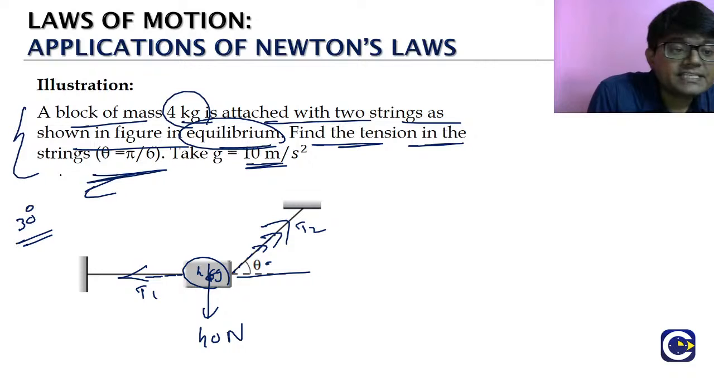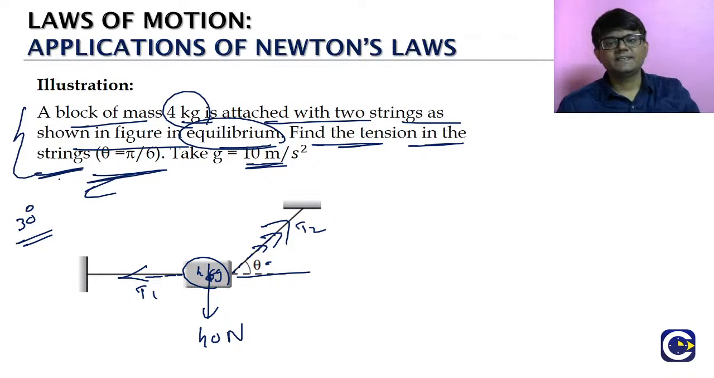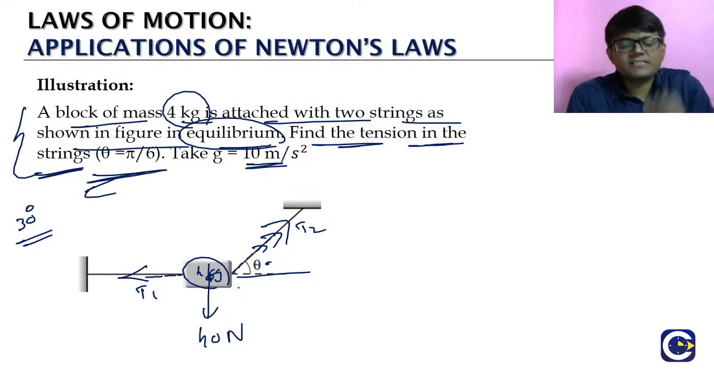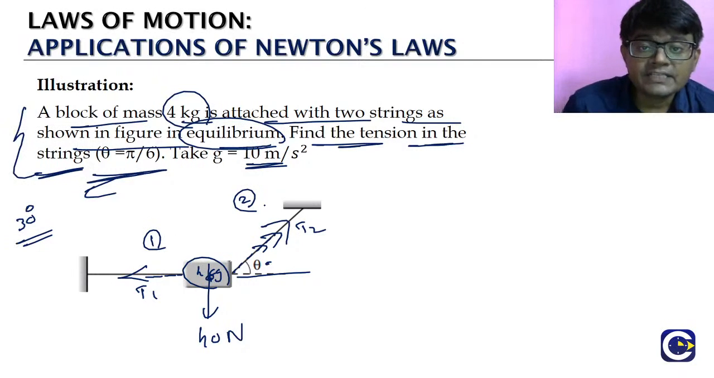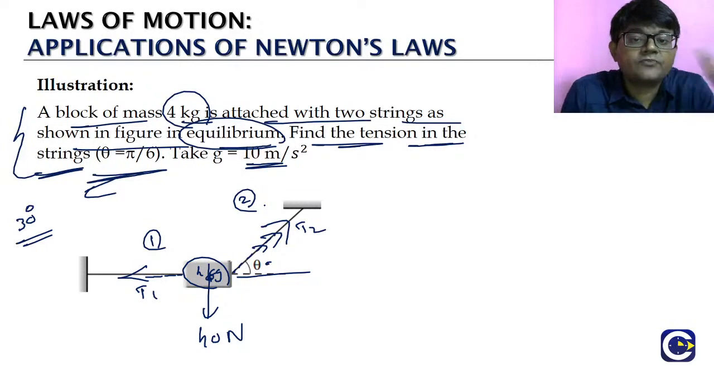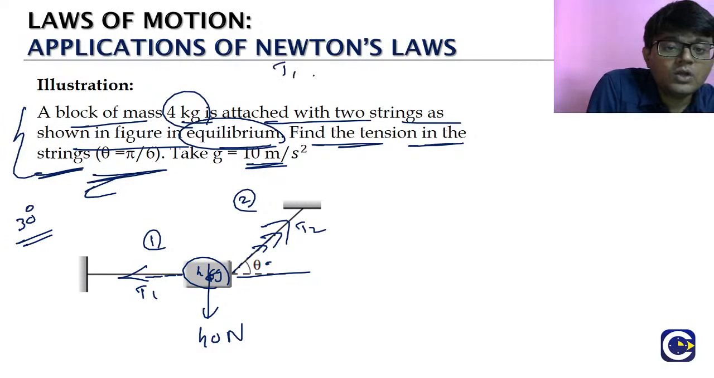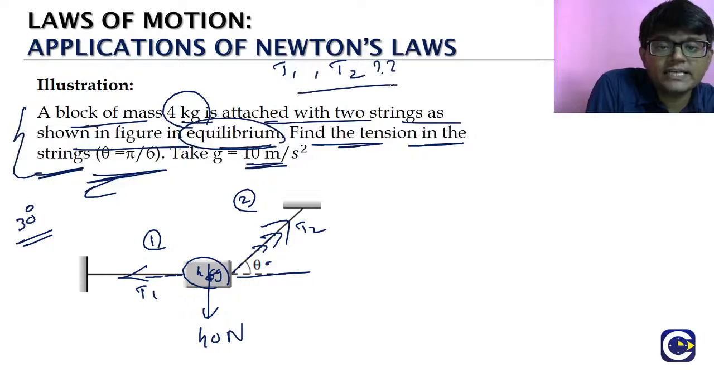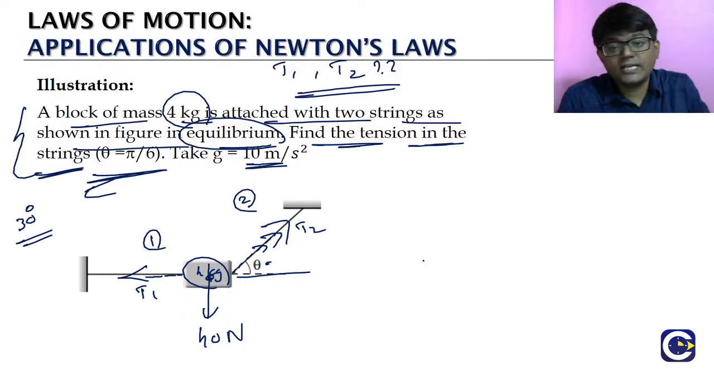Now we have to find the tension in the strings. This side we have a different string, string 1. That side we have a different string. We have to find the tension in each string separately, which means we have to find the T1 value and also the T2 value. Try it out guys once.